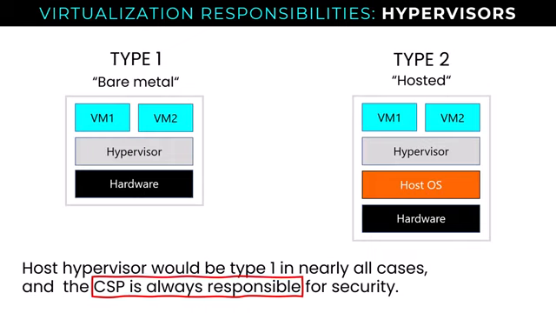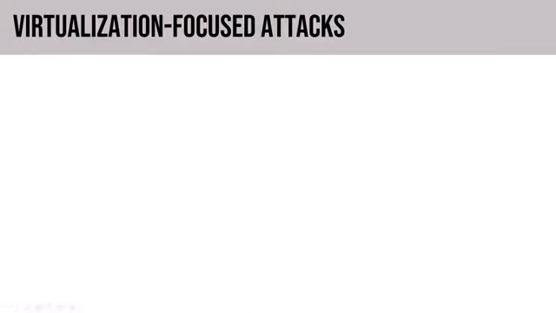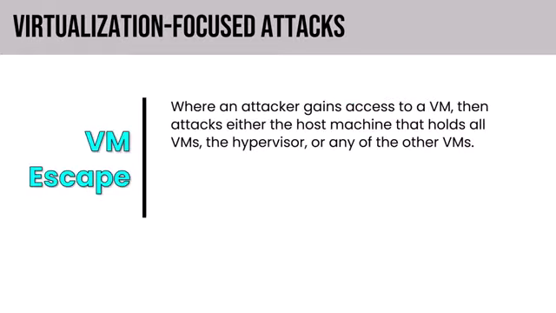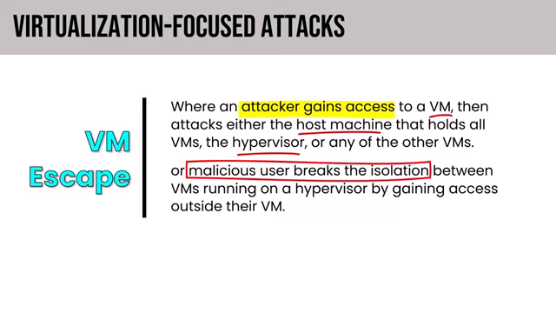Now, there is a virtualization-focused attack called out in both the official study guide and the common body of knowledge I wanted to mention, and that's VM escape. This is where an attacker gains access to a VM and then attacks either the host machine that holds all the VMs, the hypervisor, or any of the other VMs. Or a malicious user breaks the isolation between VMs running on a hypervisor by gaining access outside their VM.